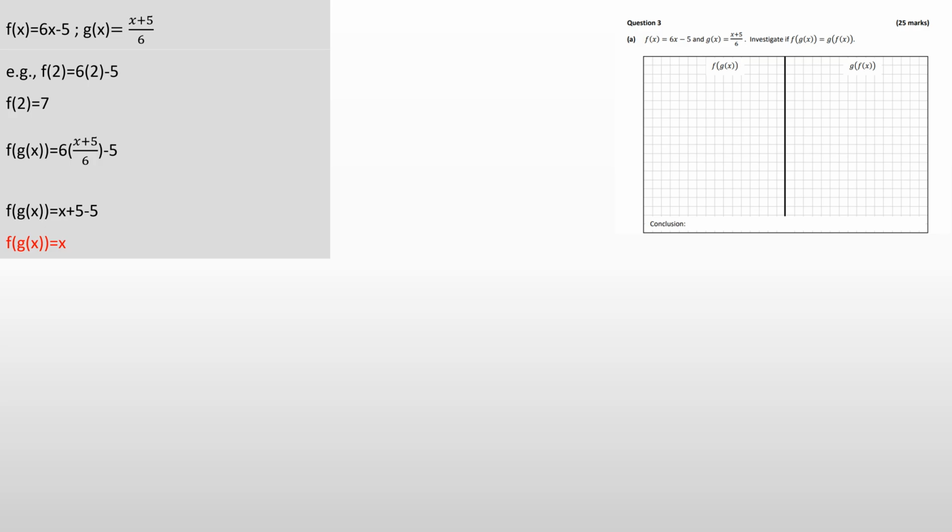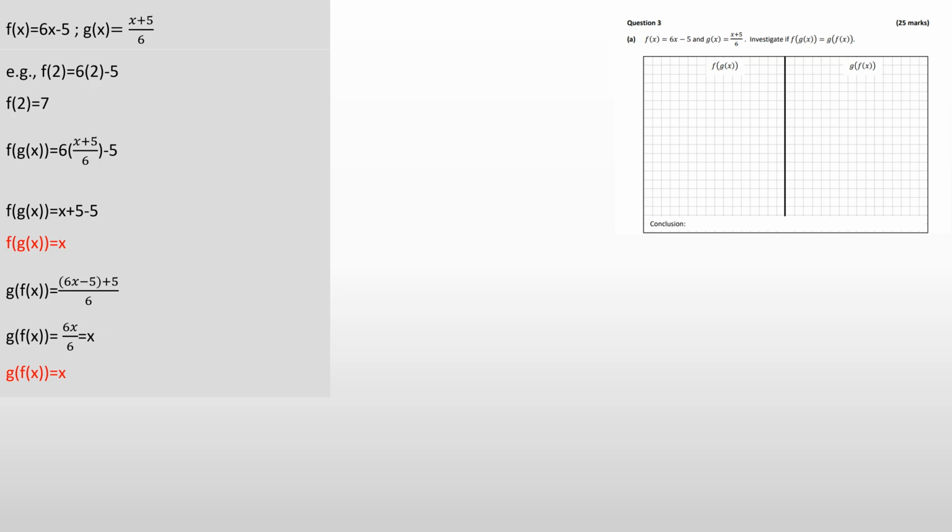Now we have to do g of f of x and see what that gives us. Are they the same? So g of f of x, we do the same thing. Whenever we see x in the g of x equation, we put in f of x, which is 6x minus 5. So we put (6x minus 5 plus 5) over 6. The plus 5 and the minus 5 will cancel on the top, and you're left with 6x over 6. The 6 on the top and the 6 on the bottom will cancel, you're left with x. So g of f of x is equal to x. So they are the same. g of f of x and f of g of x are the same.